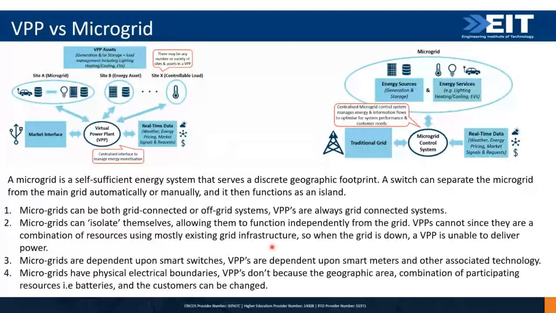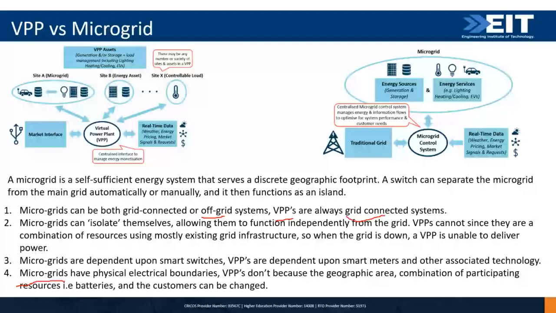So this is one of the differences between VPP and microgrid. Here you can see some of the main differences. For example, as I said, a microgrid can be off-grid, disconnected from the national grid, but a VPP should always be connected to the grid. A microgrid is limited in terms of location, so it has a geographical limitation, but VPP doesn't have this limitation. In terms of area, VPP can cover a wide area.